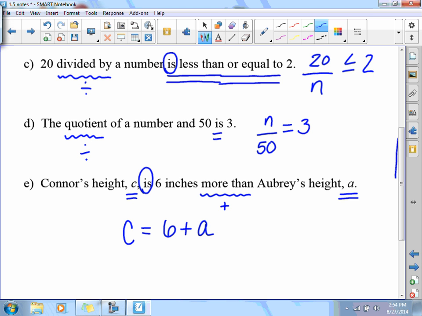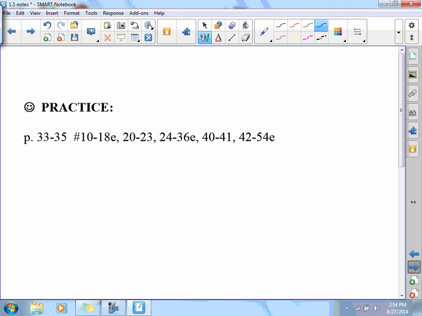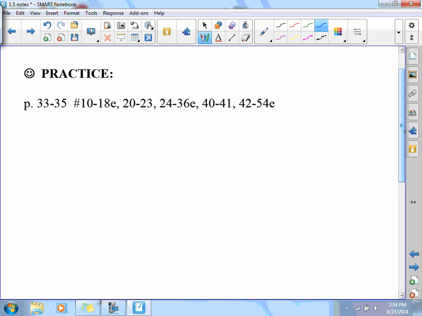So there you have it. You have an equation with two variables that you substituted in. So once they tell you Connor's height, you could figure out Aubrey's height, or once they tell you Aubrey's height, you could figure out Connor's height. So again, all you're going to be focusing on in tonight's practice set is translating and getting used to rewriting a phrase as an expression or a sentence as an equation or an inequality.